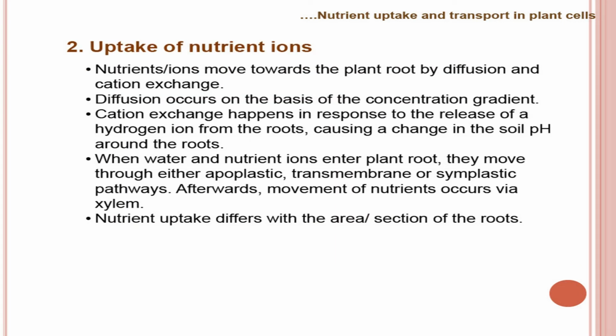Then uptake of nutrient ions. Nutrients or ions move towards the plant root by diffusion and cation exchange. Diffusion occurs on the basis of the concentration gradient. Cation exchange happens in response to the release of a hydrogen ion from the roots, causing a change in the soil pH around the roots. When water and nutrient ions enter the plant root, they move through either apoplastic, transmembrane or symplastic pathways.